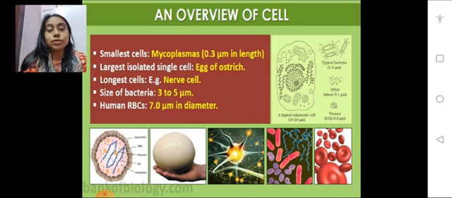Then we got to know about the overview of the cell, the different kinds of plant and animal cells. The largest cell, the ostrich egg, to the smallest cell in the human body, the female egg. Then the cells of different shapes. We came to know that the cells have a variety of shapes based on the function they do, right?